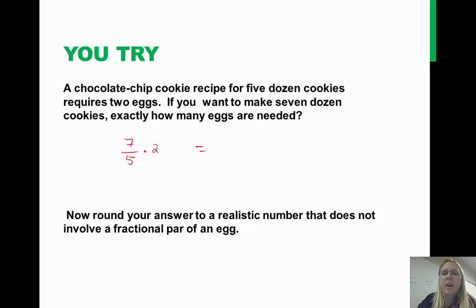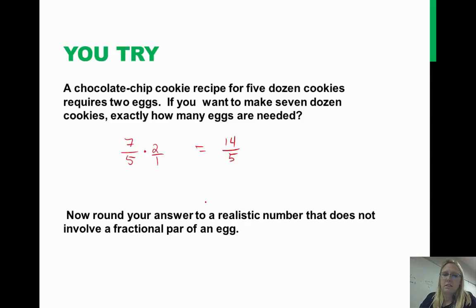Okay, note that we want 7 dozen cookies, and we have a recipe for 5 dozen cookies. We have 2 eggs per 5 dozen. So one of the things you need to know is that when we're taking a fraction and multiplying by a whole number, it's the same as saying 2 over 1 in fraction form. So then I multiply straight across. So that'll be 14 over 5.